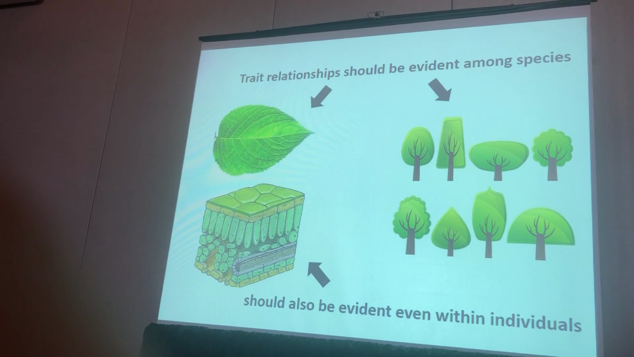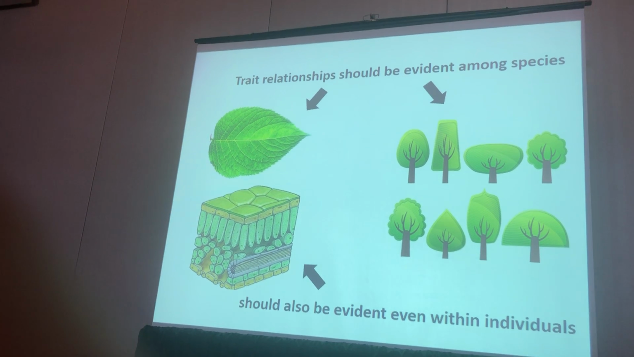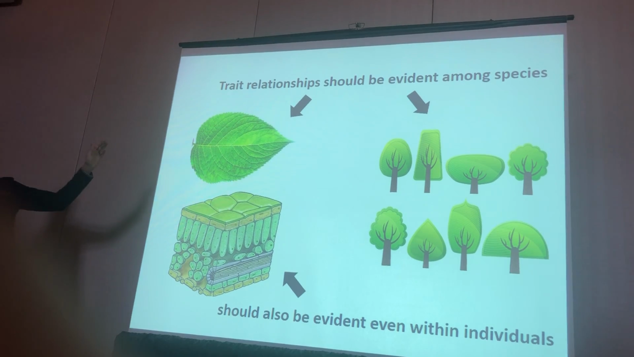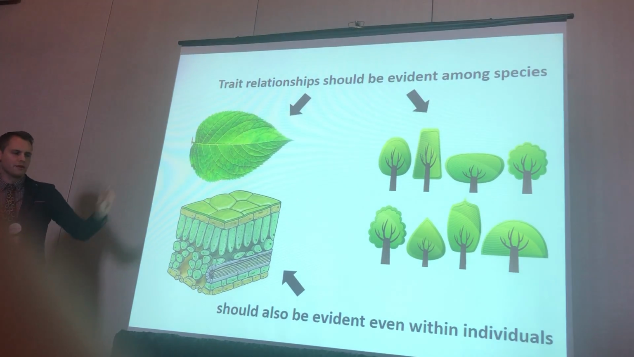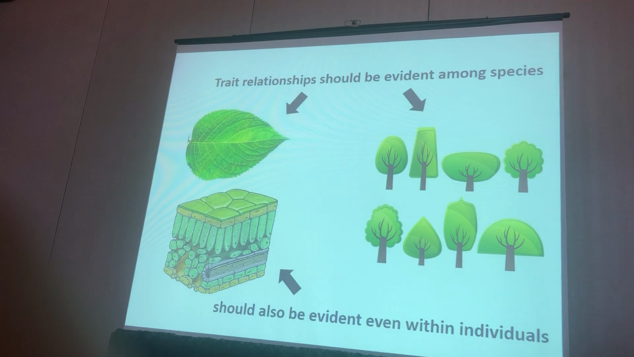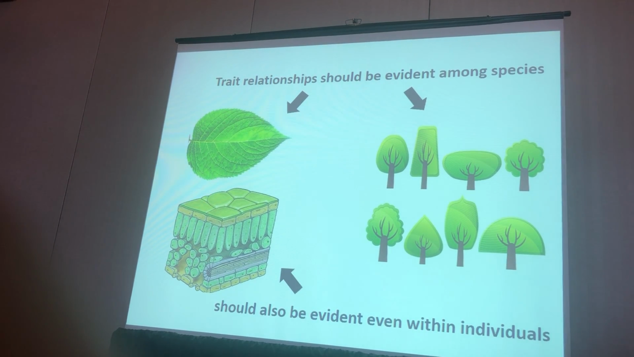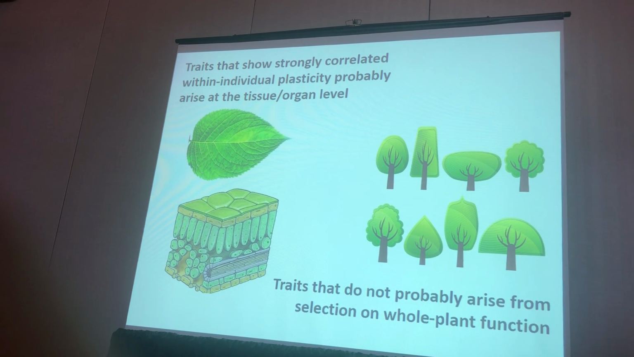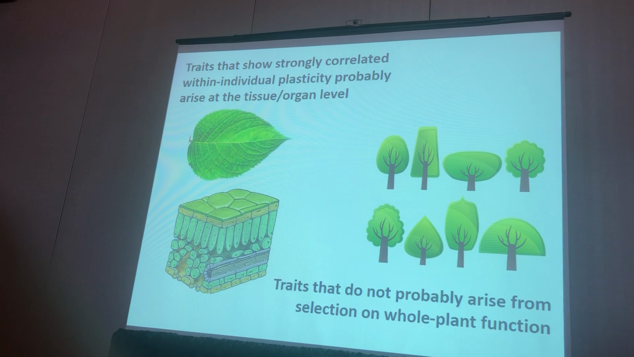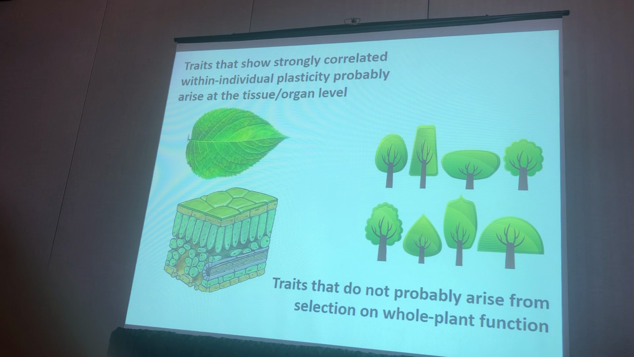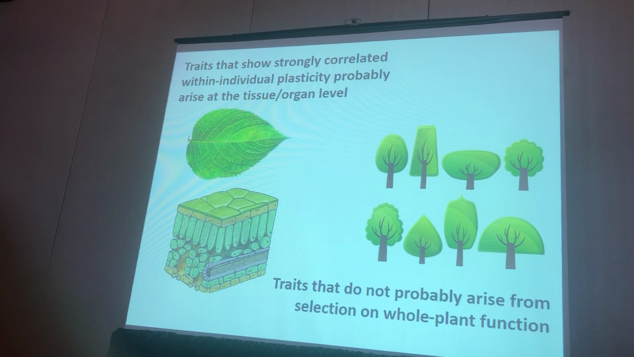at the leaf level. So whether these are emerging at one scale or the other, you should observe those among species. But if they're emerging at this scale, we would think that they would also be evident even within individuals, in terms of their plasticity. So something to think about. Traits that show strongly correlated within-individual plasticity, I think probably that is evidence that it arises at the level of the leaf or tissue itself. Whereas traits that do not, probably that arises more at the level of selection on whole plant function.